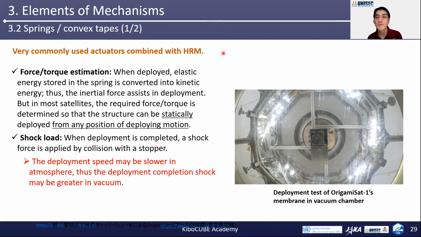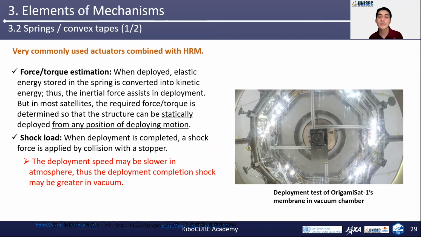Now, let's talk about the springs and convex tapes. These are commonly used as actuators combined with a hold and release mechanism. Again, the force and torque estimation is important. And here's a tip. When the structure is deployed, elastic energy stored in the spring is converted into kinetic energy. Thus, inertial force usually assists deployment. But in most satellites, the required force or torque is determined so that the structure can be statically deployed from any position of the deployment motion.